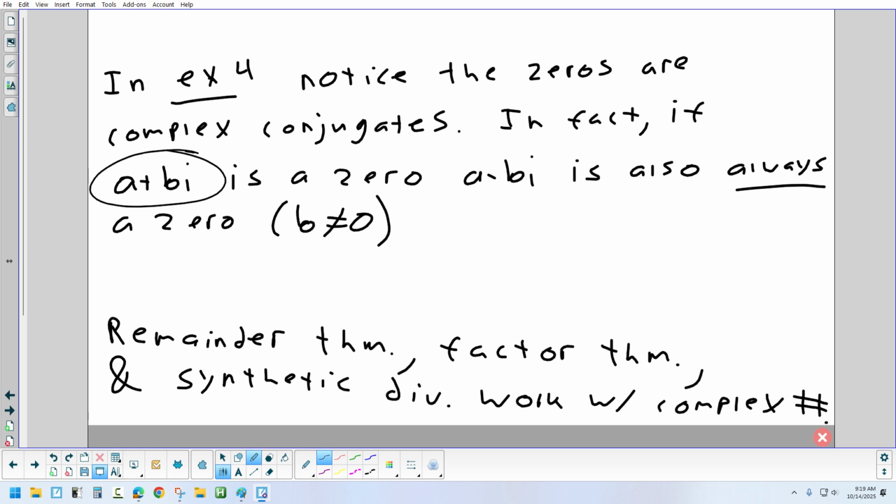So all the theorems that we learned last week, remainder theorem, factor theorem, well, we kind of just use remainder theorem, synthetic division, they all work with complex numbers. Sometimes it's a little more work to do out the division, but we can still do division with complex numbers, just like we did with real numbers.